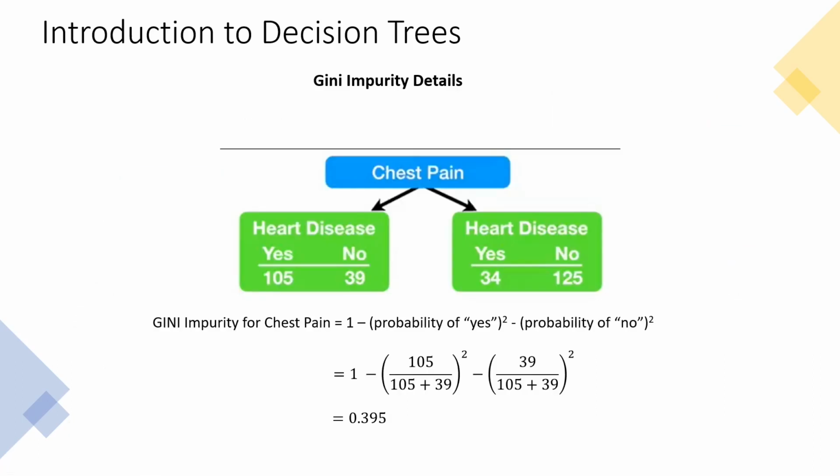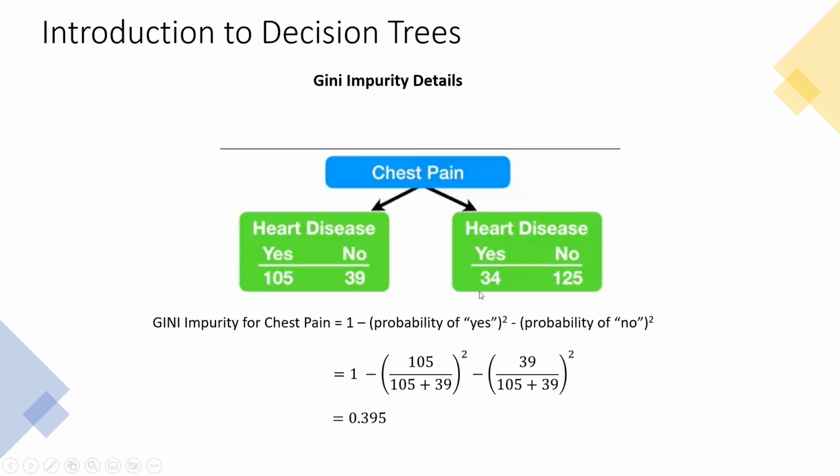Then how do we calculate the Gini impurity index for our subtrees? We calculate 3 Gini indexes: 1 for this leaf, 1 for this leaf, and 1 for the root node of the subtree. The way we calculate the Gini index for this leaf is 1 minus probability of yes squared minus probability of no squared. In this case, it's 1 minus 105, which is this number, divided by the total number of patients, squared, minus the number of no's, that's 39, divided by the number of all patients, squared. And this is 0.395. This is the Gini index for this leaf.